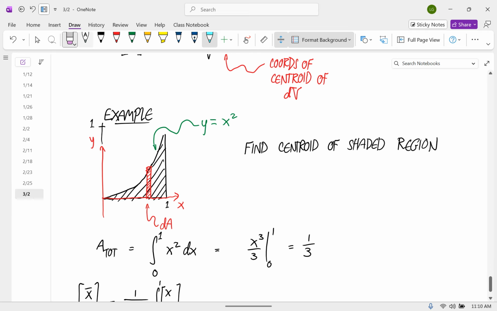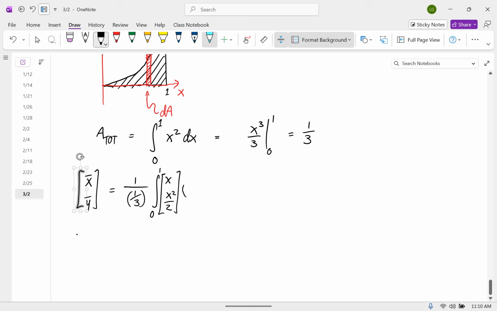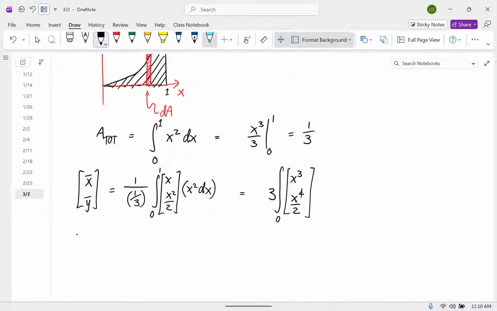Well, it's a rectangle, so it's just going to be the width times the height. The height is x squared, the height of that red rectangle. The width is dx. So I left off this x squared here. And so now we have 3 times x cubed, and this is x to the 4th over 2. We're integrating from 0 to 1 dx.